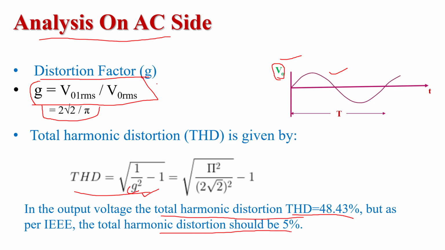So these three formulas, the distortion factor, the total harmonic distortion and the value of total harmonic distortion, will be very frequently asked in competitive exams. So this is the complete analysis of the single phase half bridge inverter with resistive load.